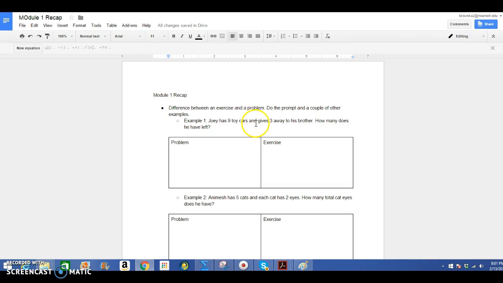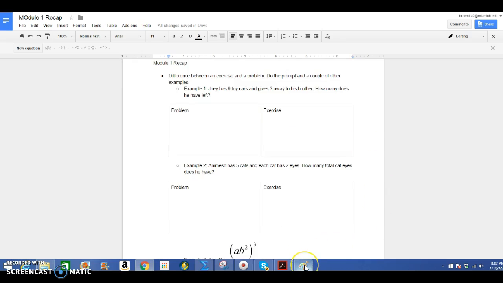The other kind of conceptual problem that popped up was, what's the difference between an exercise and a problem? And so I want to do a few examples of that because it seemed like a lot of people had trouble with it, and I wanted to make sure you were really clear on it. So that's the first thing we're going to do.